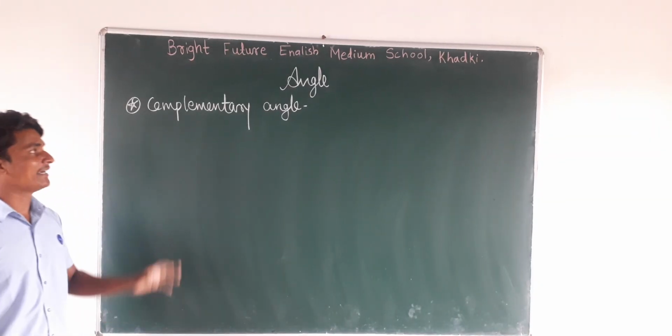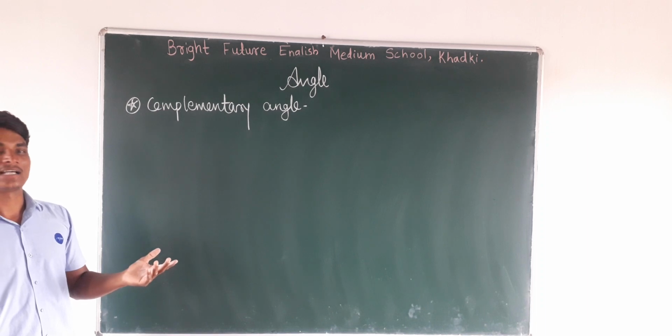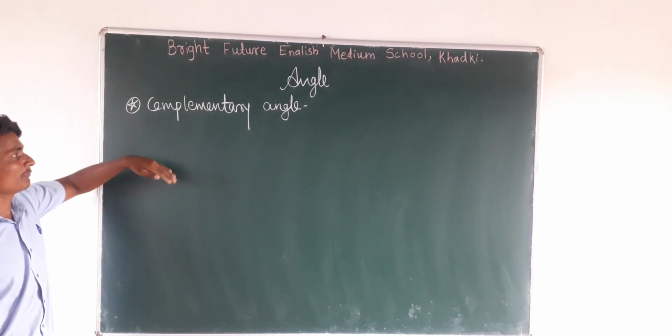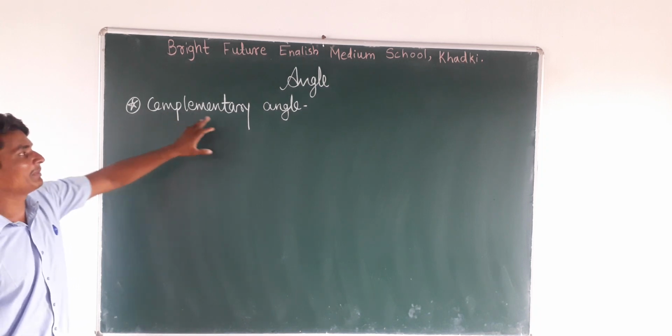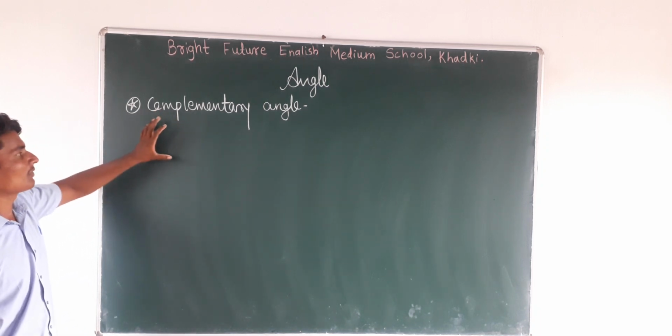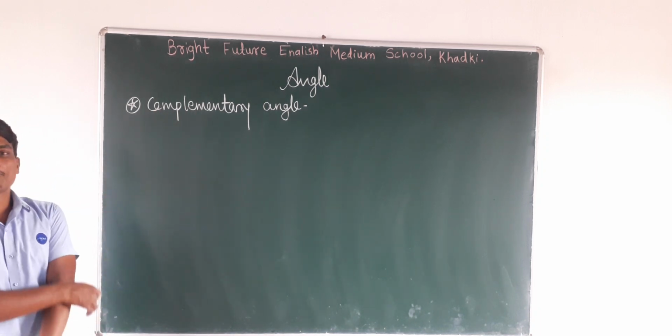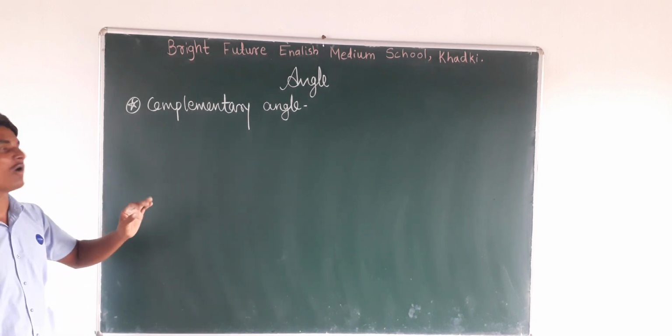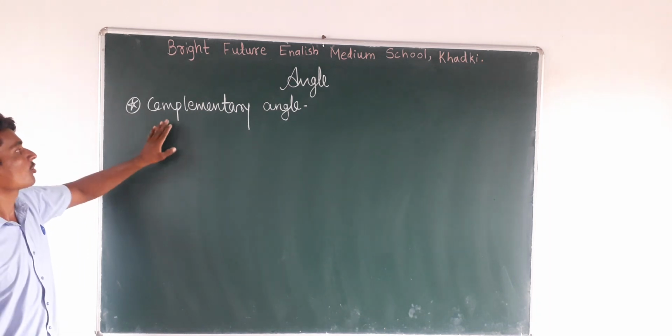Okay, after this point, there are some other types as well, but they are not included in that type. Now we will study another type, that is the complementary angle. This is the concept of the complementary angle. So what is meant by the complementary angle? This is also an important point for all classes, 5th and above. So, complementary angle.